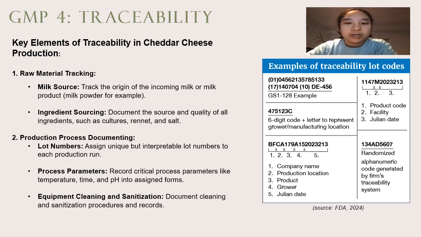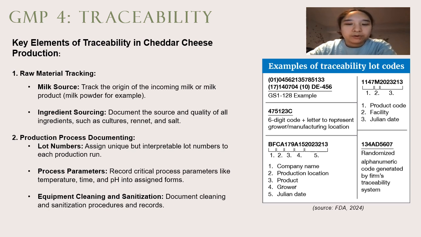The next point is during production. Documenting is also very important during production. So first thing, we need to have lot numbers, which means we have to assign unique but at the same time interpretable lot numbers to each production run.